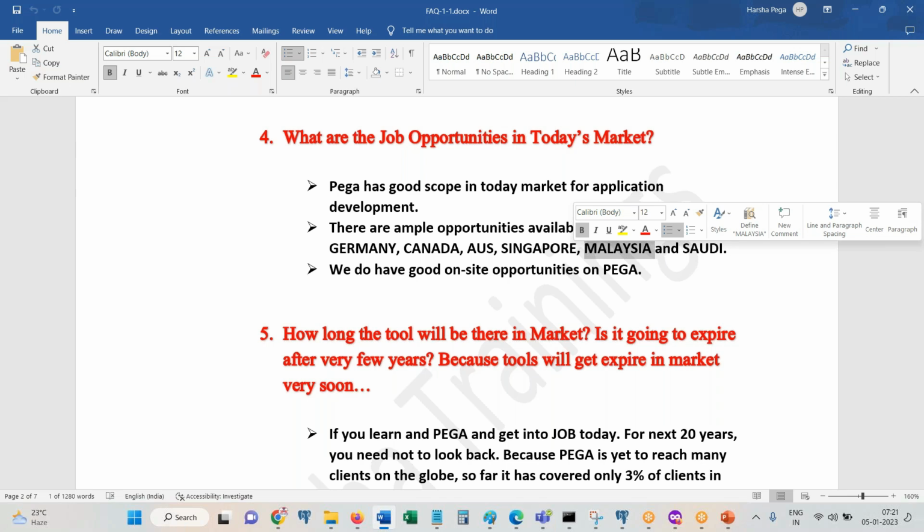your profile. In the last 1.5 years, what I have seen is these two countries have not recruited people from India directly in the open market because of COVID restrictions and all. Once these restrictions are over, definitely there will be huge hiring from India to these two countries for sure.